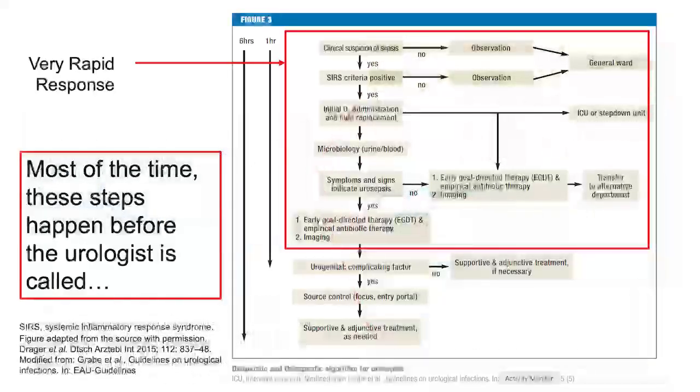And what we're probably all aware of is that often what happens is that the patient ends up with their primary care doctor or in the emergency room, and all of these early steps happen way before the urologist is even called. And so we often come in a little bit later when it comes down to, hey, they have a catheter, should we change it? And we end up playing a little bit of a different role. Next slide.